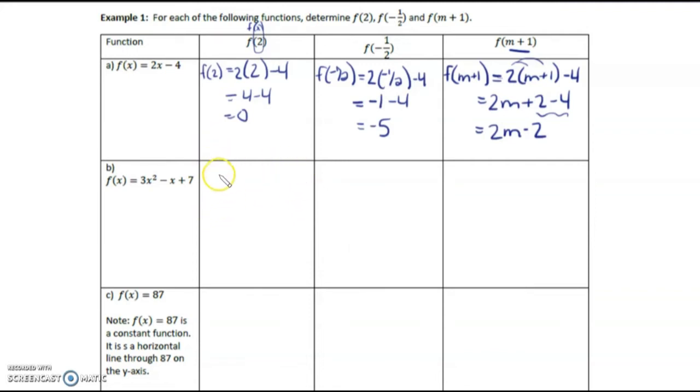Okay, next one. We're going to do f at 2 again. So we have 3 times 2 squared, minus 2 plus 7. 2 squared is 4, so we get 12 minus 2 plus 7. That's 10 plus 7, I get 17.